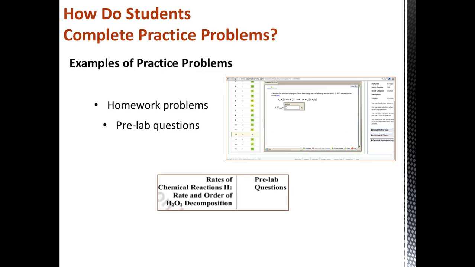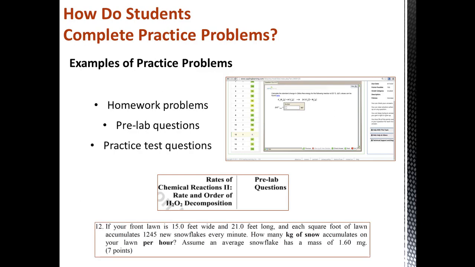These also include pre-lab questions. These questions often require knowledge that's maybe not covered in lecture yet, or it's from the pre-lab reading. These are really great problems because you should be completing them on your own. And lastly, of course, practice test questions. These are straight from those practice tests that your instructor will often provide to help you study for an upcoming test. These are really great practice problems to work through on your own.